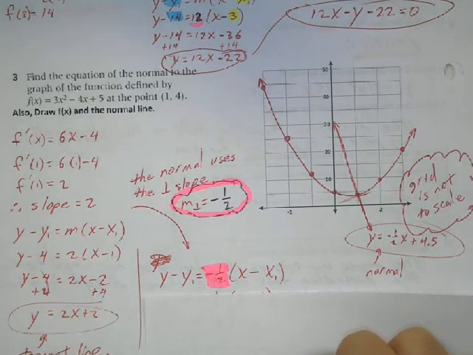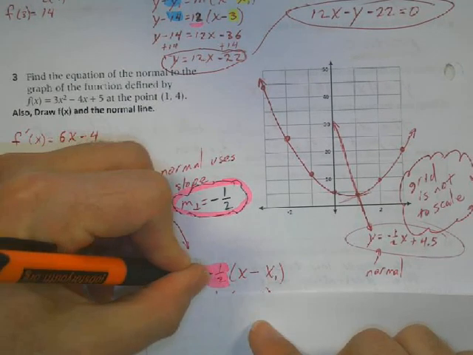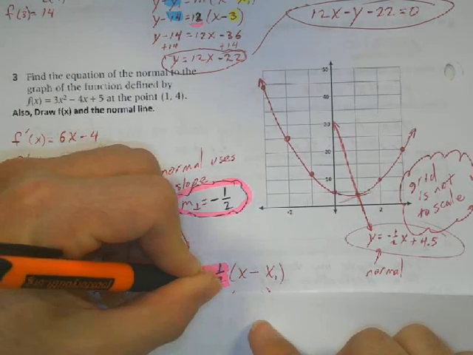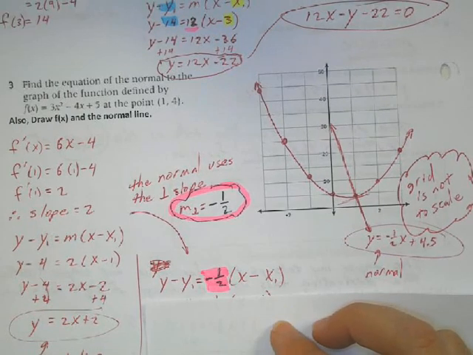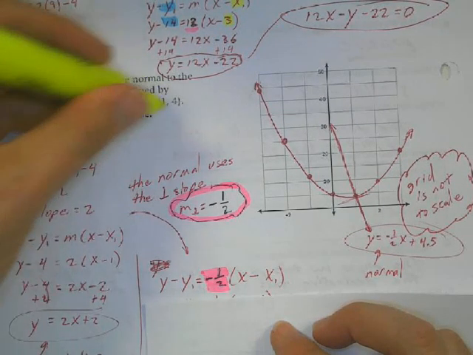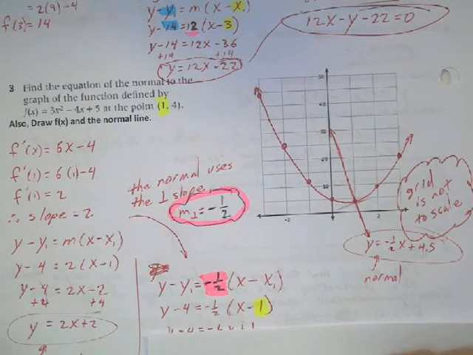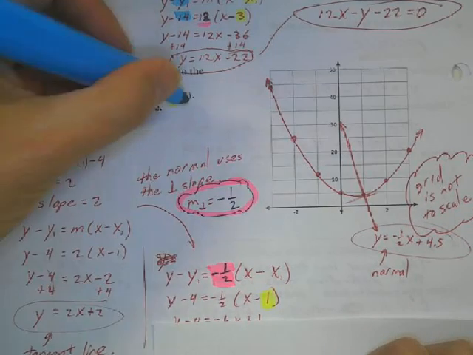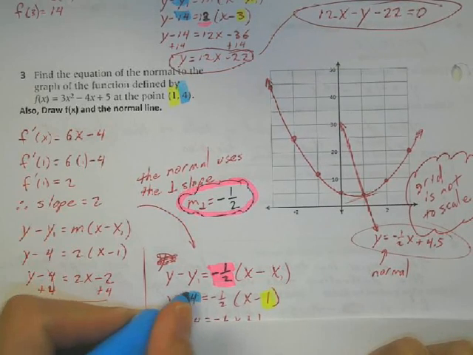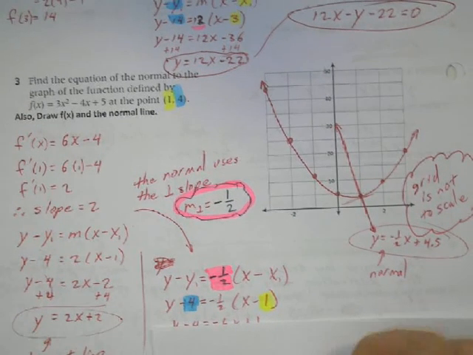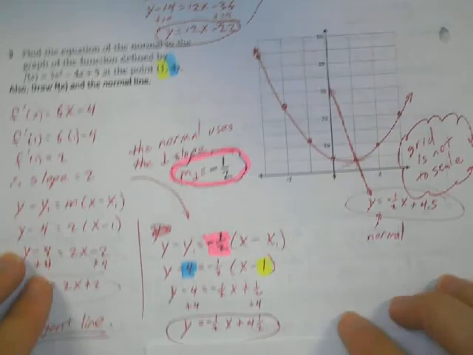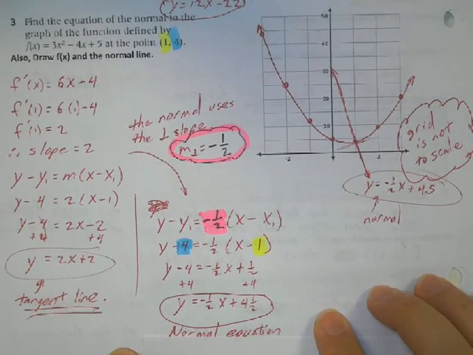Okay, and we're going to use the x value of 1 and the y value of 4, and rearrange the equation, and now I've got my normal equation.